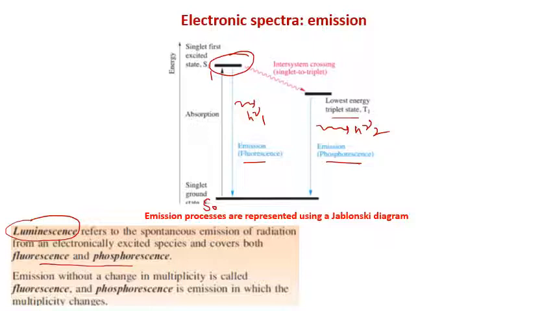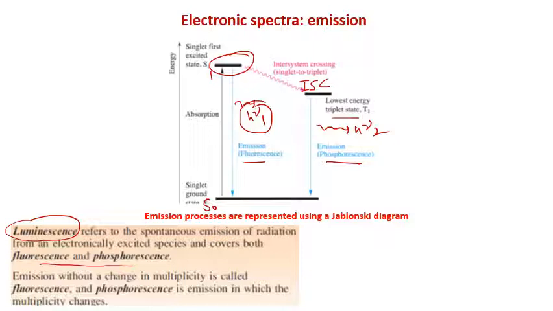Now we can see that after completing this ISC, intersystem crossing, when the electron comes to the T1 state and jumps from the T1 state to the S0 state, it gives phosphorescence. However, when the molecule jumps from the lower vibrational state of S1 to S0, it gives fluorescence. Now what is the basic difference between these two phenomena, fluorescence and phosphorescence?